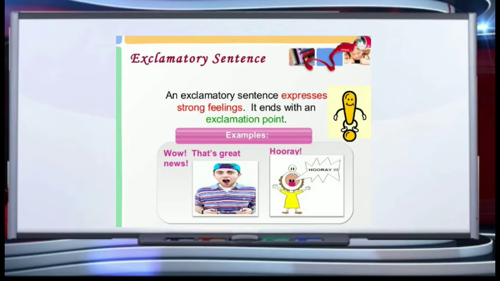The next type of sentence, the exclamatory sentence. Exclamatory sentence, students, expresses strong feelings, sudden feelings of joy, of sorrow, of pain, of grief, of excitement, and it ends with the sign of exclamation. For example, wow, that's great news! Hooray, we've won the match! So such sentences come under the exclamatory kind of sentences.